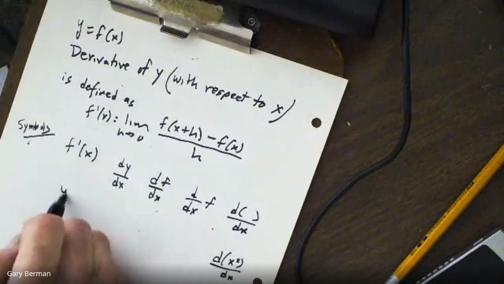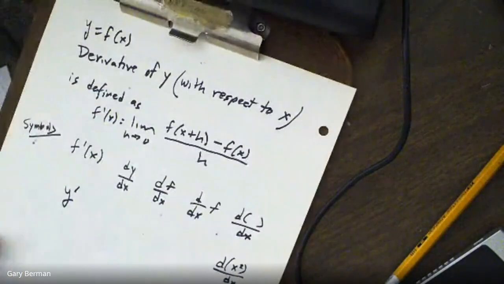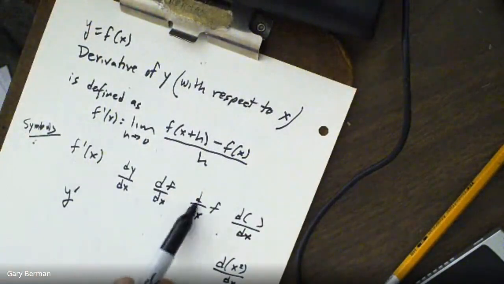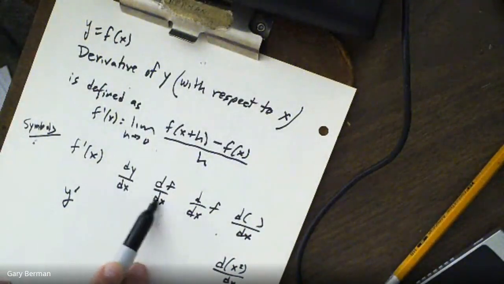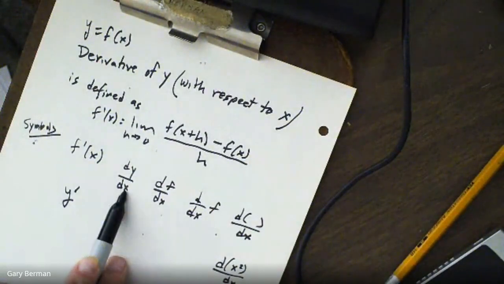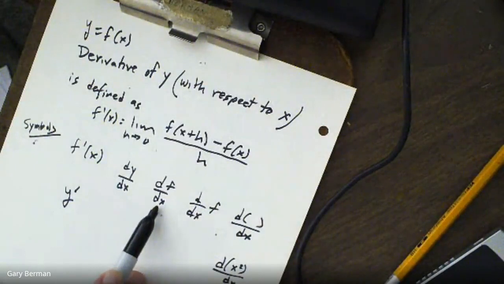And one other very common symbol is just to write f prime. So 1, 2, 3, 4, 5, 6. So there are 6 different symbols here. All right, and let me caution you that these things here are not fractions. They're symbols. They cannot be pulled apart. Warning.